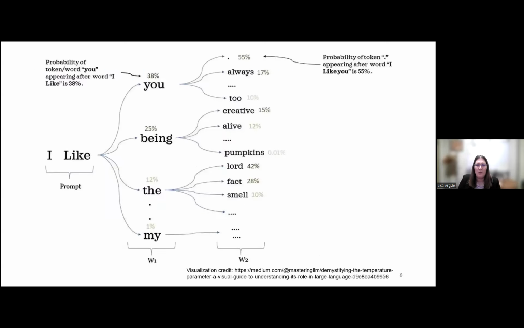Oh, one thing, I used words and tokens interchangeably. There's a good example of what we mean by tokens and why we say tokens instead. If you follow the path of "I like you," the next most probable token is a period to end the sentence. So tokens can also be stop indicators, punctuation, in addition to words or parts of words.